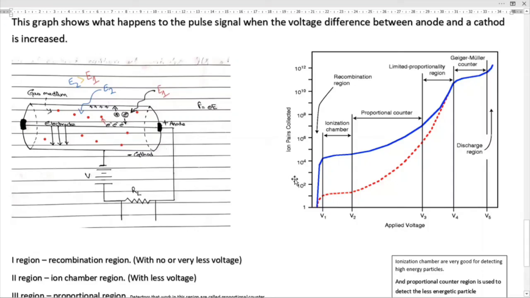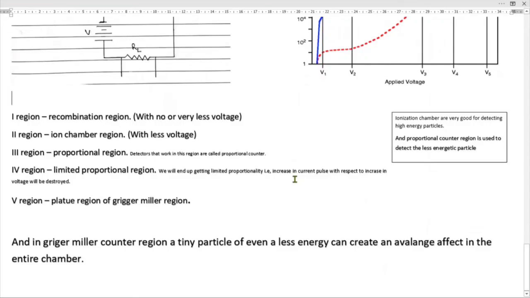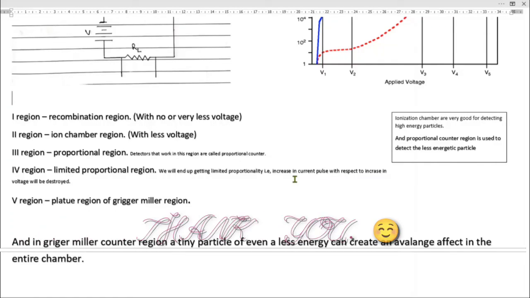So this was all about how a gas filled ionization chamber works, and how from this graph we can differentiate between the energies of radiation that enters the gas medium. The ionization chamber is good for detecting high energy particles, whereas the proportional counter regions are used to detect less energetic particles. And in the Geiger-Muller counter region, a tiny particle of even less energy can create an avalanche effect in the entire chamber with respect to the maximum voltage.